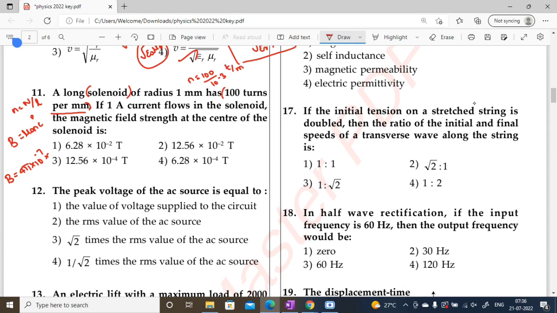Now this 100 into 100 divided by 10 power minus 3 factor turns to 100 into 10 power 3, which is 10 power 5. So 10 power 5 into i, we know that is given as 1 amp. So on solving this, B will be very simply 4 pi into 10 power minus 2 Tesla. And when you substitute the value for pi, which is 22 by 7 or 3.14, that is 12.56 into 10 power minus 2 Tesla, right?